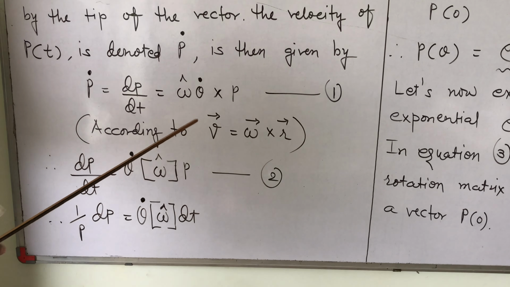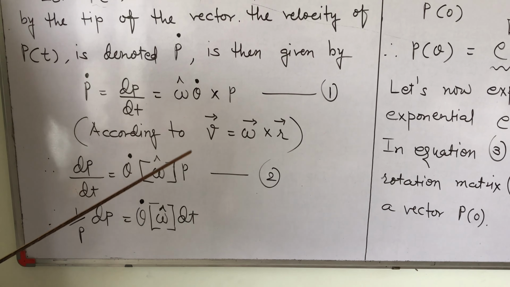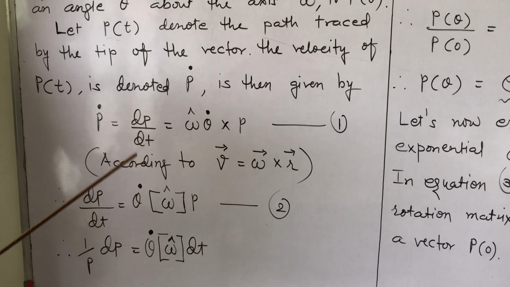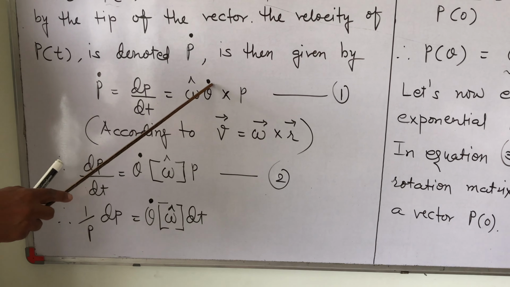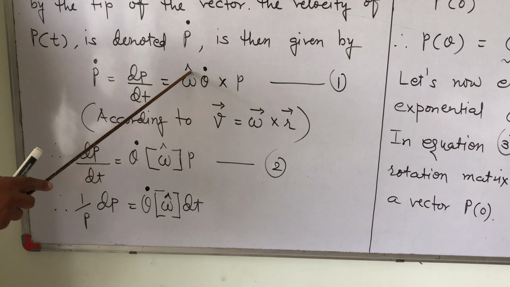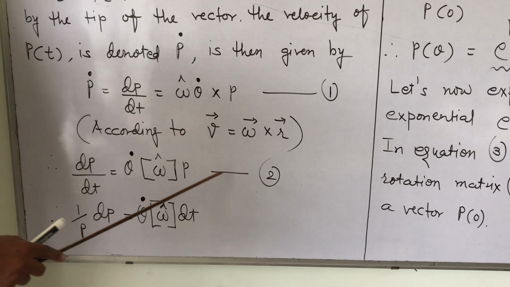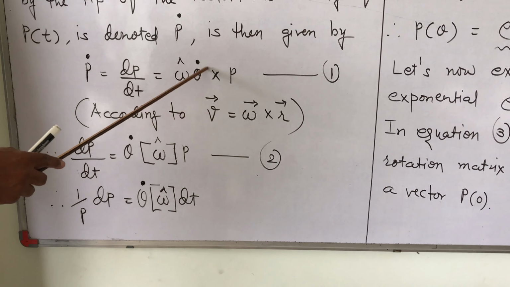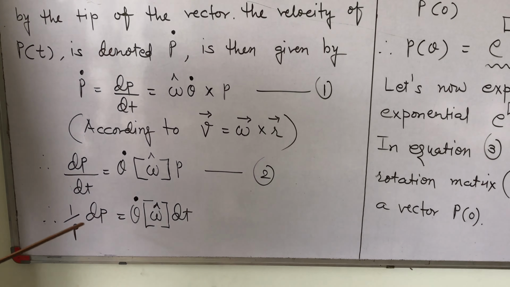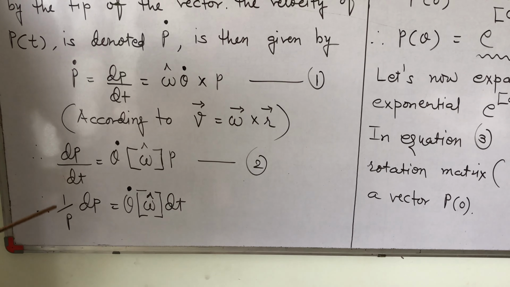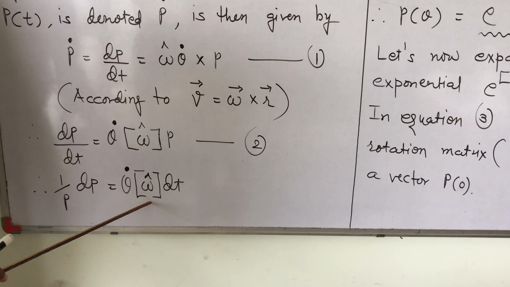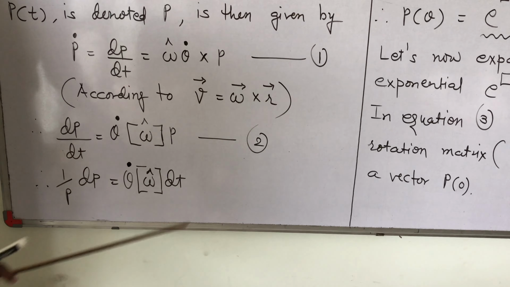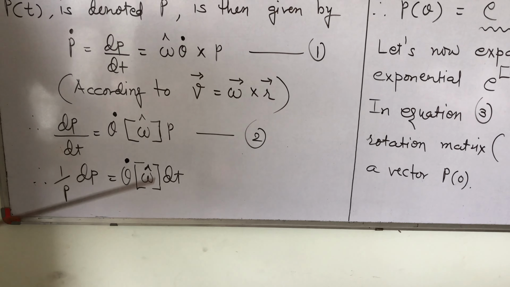So we can consider the radius of the circular trajectory, |p| sin phi. According to v equals omega cross r, dp by dt is theta dot, that is d theta by dt, times the skew symmetric omega cap times p. This is equation number 2, the cross product definition in matrix form. So with variables separable, 1 upon p dp equals theta dot times skew symmetric omega cap dt. Now integrating both the sides.